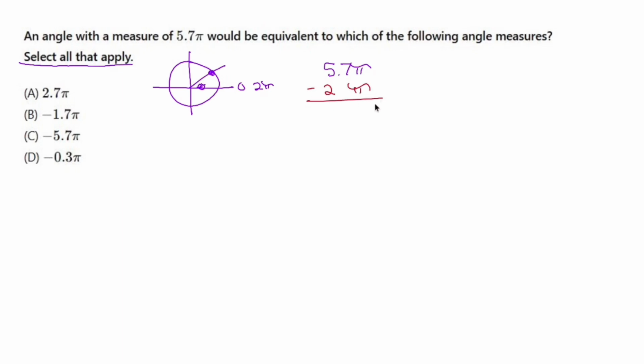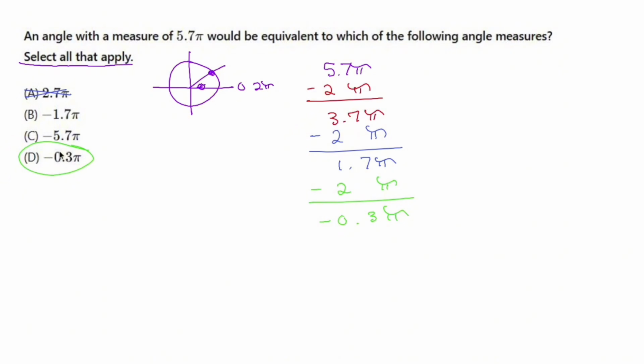Subtracting 2 pi gets me 3.7 pi. None of those are an option, so let's do it again. Subtract 2 pi is going to get us 1.7 pi. None of those is an option, but I did pass 2.7 pi, so at least I can cross that out. Let's subtract 2 pi again. That's going to get me negative 0.3 pi. So that is an option.